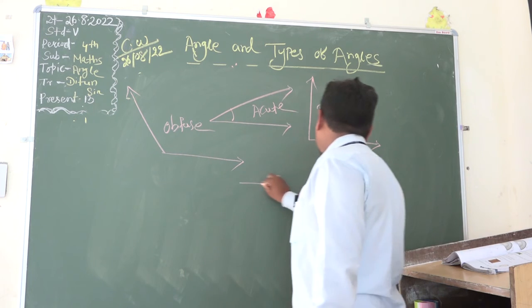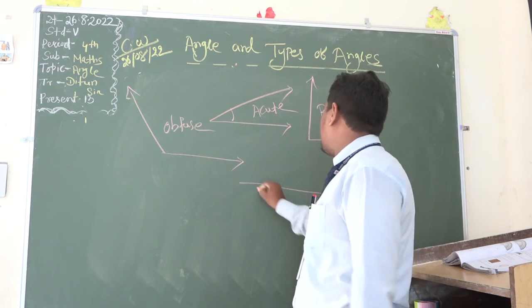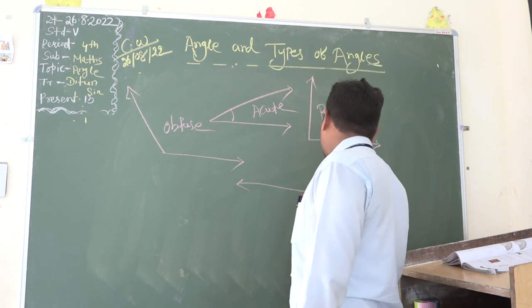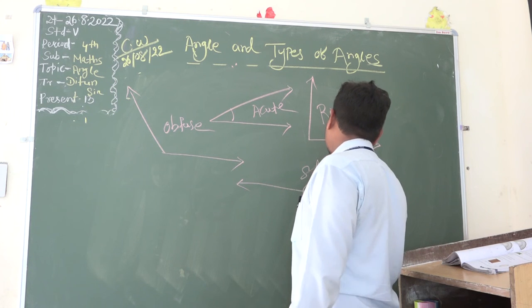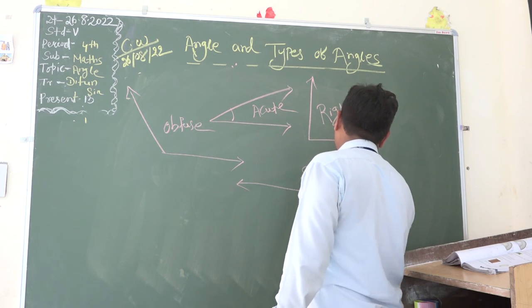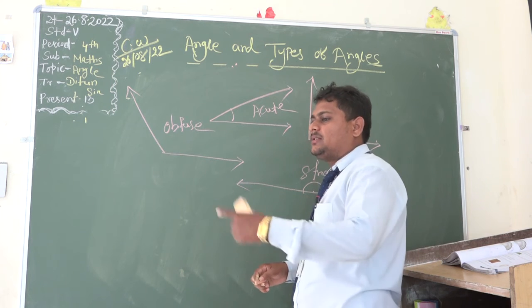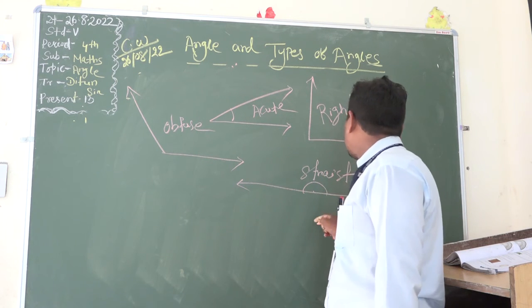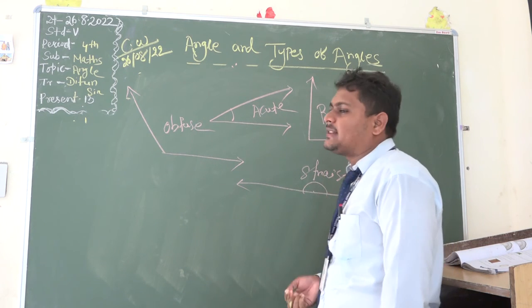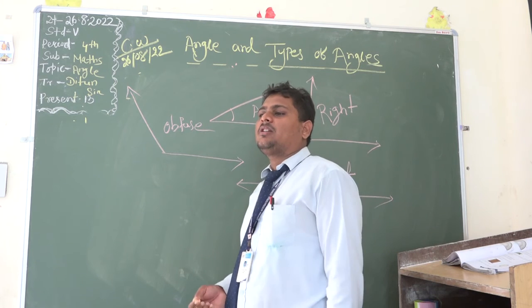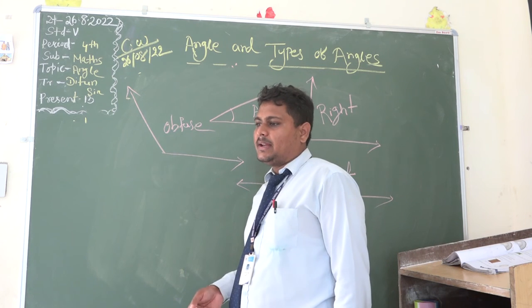If I make one straight line only, what type of angle will it be? Straight angle. The exercise is present in the book. So it's a straight angle. By watching a picture, we can easily recognize what type of angle it is.